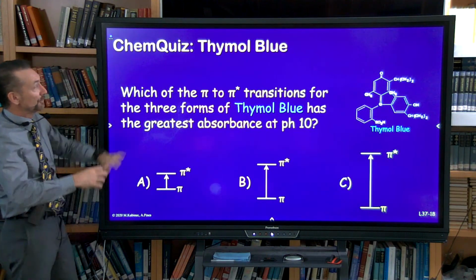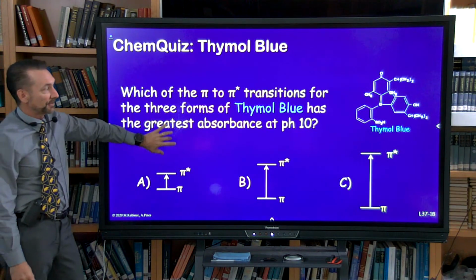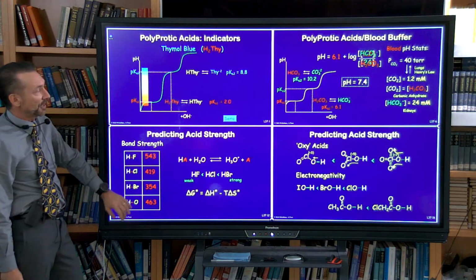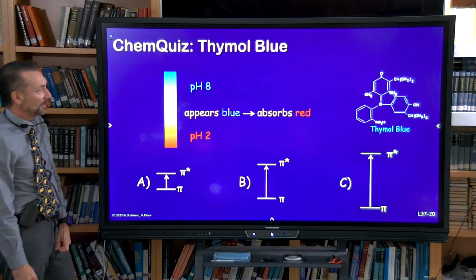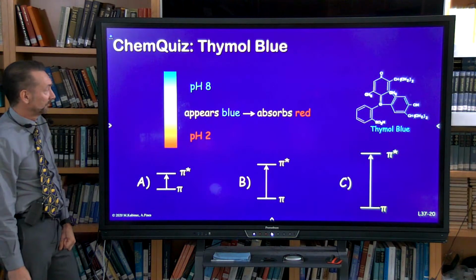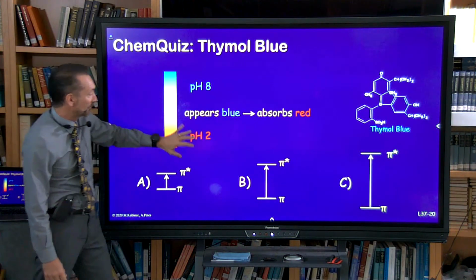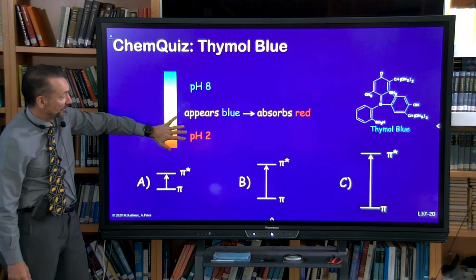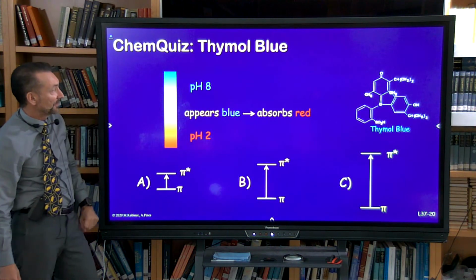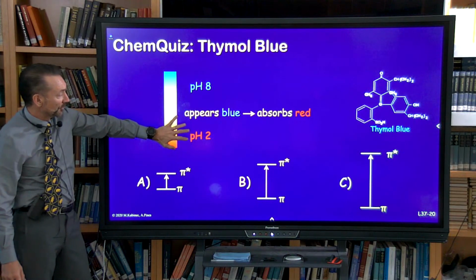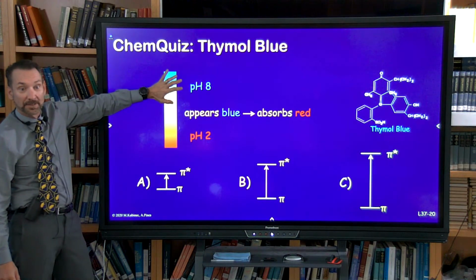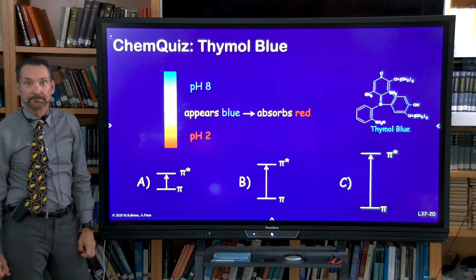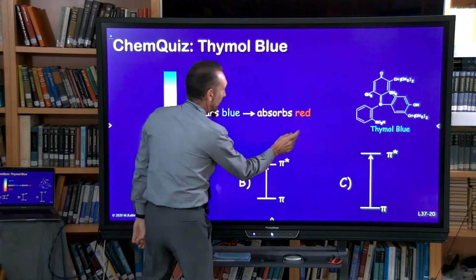Okay, so that's a beautiful description of so many things that you've talked about this semester. It appears blue, so it absorbs red. At pH 2, it looks red. At pH 8, it looks blue. So here it's absorbing the blues, and here it's absorbing the reds. Okay? Wonderful.